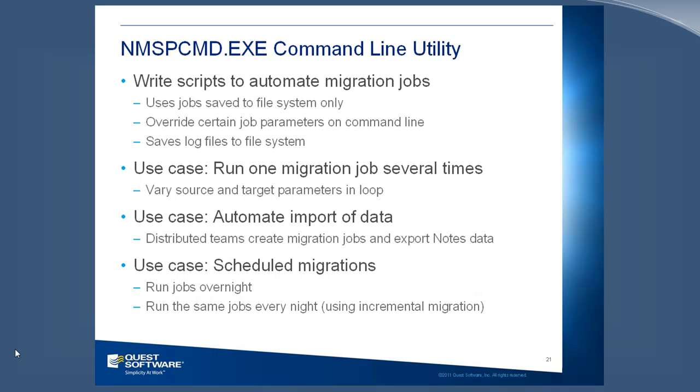But before I get there, I want to also mention our command line utility. This is a way to script your migration jobs. Our utility can run any migration job that you've saved to disk, and you can vary certain parameters. For example, you might want to write a loop that runs the same migration job 10 times, but each time you specify a different source database and a different target list. So you can run the same migration job over and over again, specifying certain parameters on the command line.